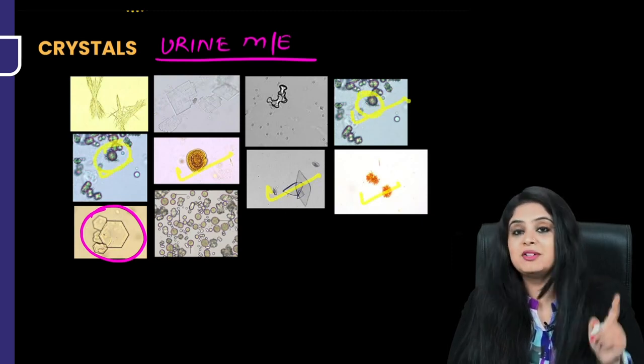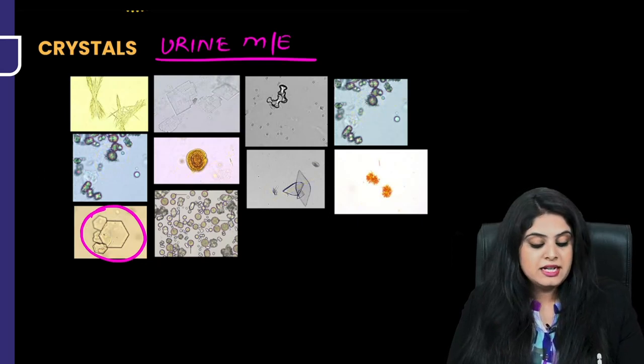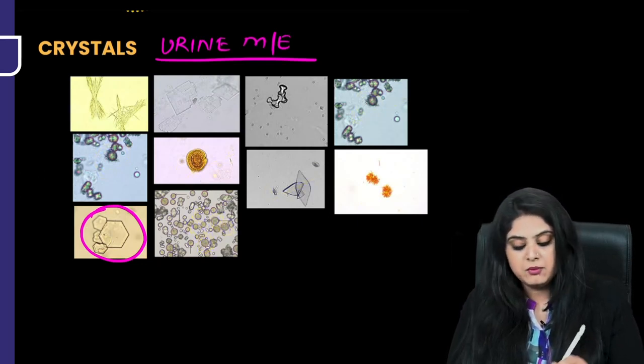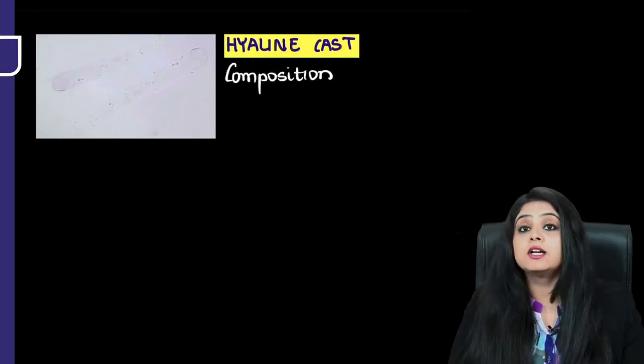So when you're talking about the apple thorn, it is ammonium biurate, and ye dekho round like the car wheels, that is going to be calcium carbonate. Now what is the next thing that I'm going to reveal to all of you? Now comes the story of all the casts.